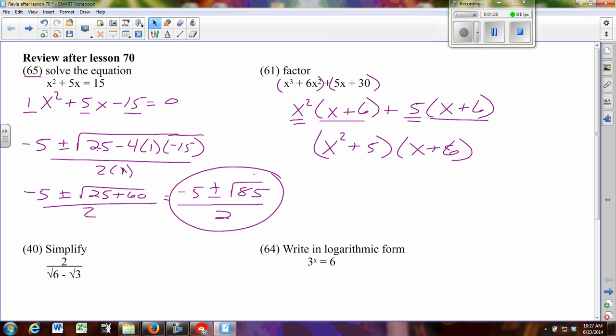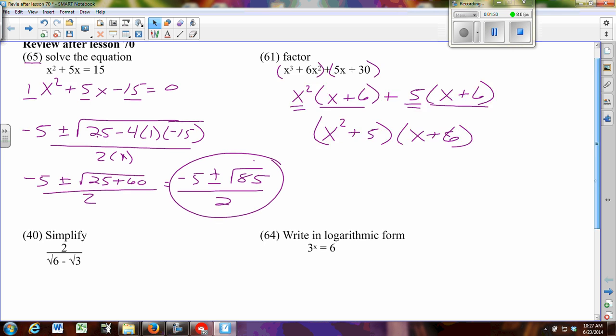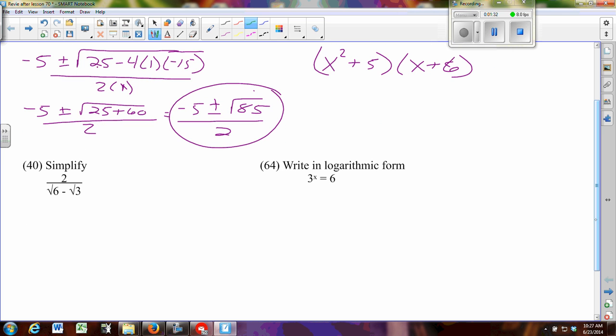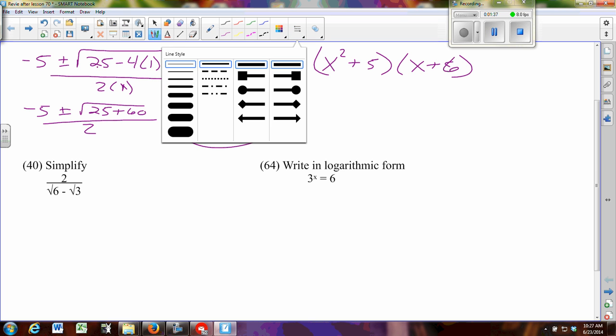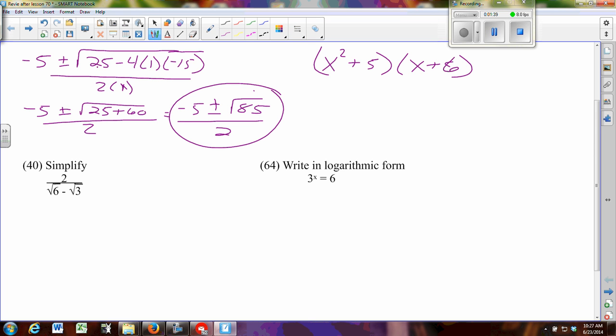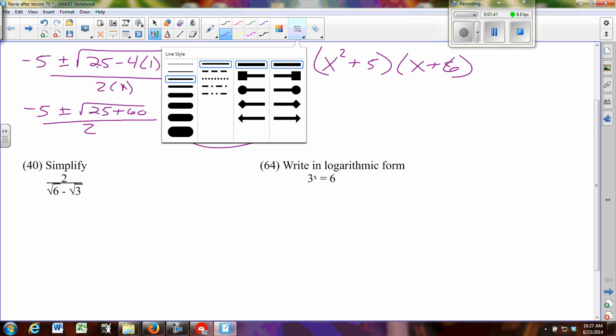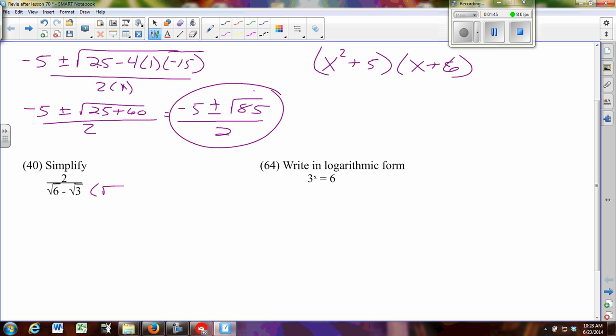For this next one, simplifying it, this is actually a radical. Let me change my font here. This would be a radical right here and here. So for this, I multiply by the conjugate, which is square root of 6 plus square root of 3. It's the same thing except opposite terms. Whatever I do to the bottom, I have to do to the top. Now I FOIL this through.